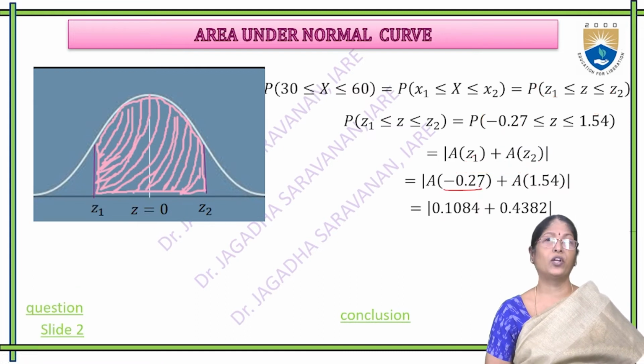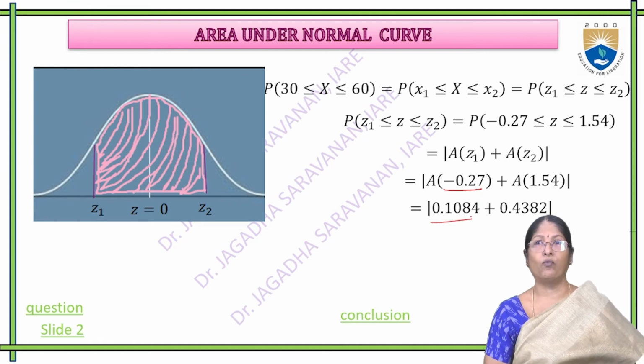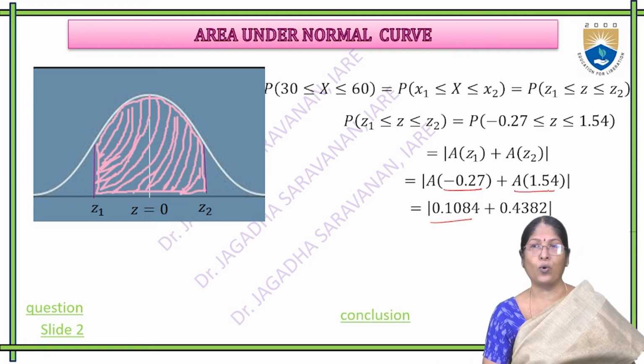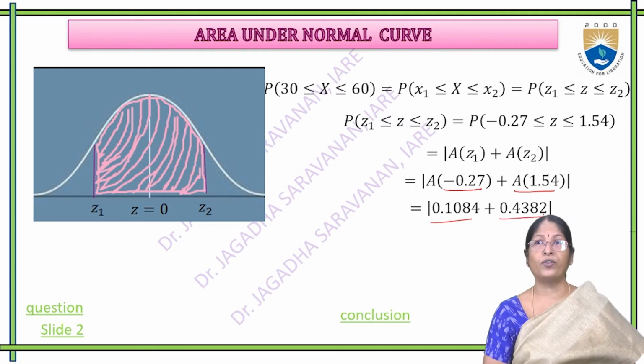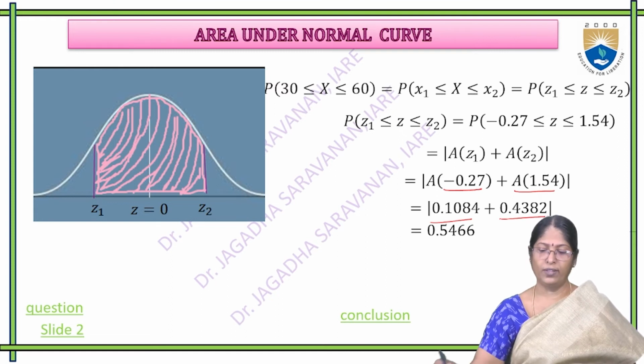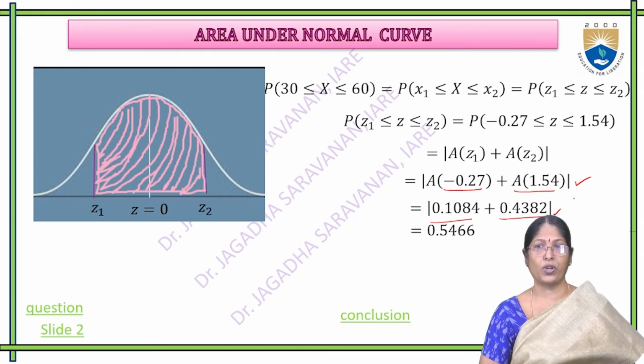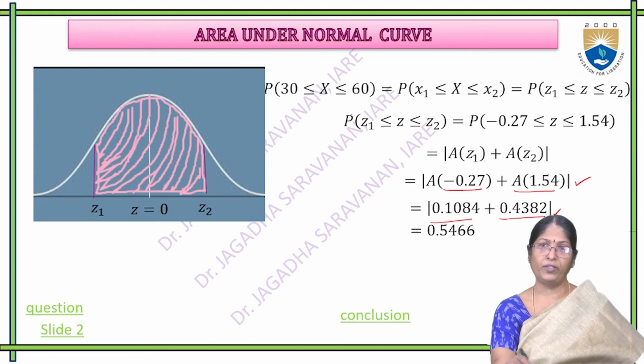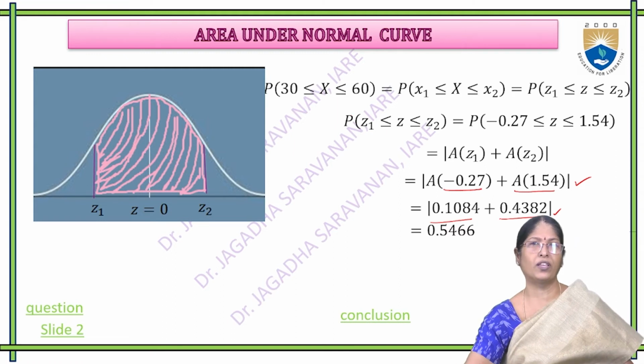So now, using the normal distribution table, the area for z1 is 0.1084. Here we can see it, the area of 1.54, the value is 0.4382. So we added them, taking the absolute value, 0.5466. This is what we found using the normal distribution table. So fine. Now the question is, x lies between 30 and 60. We converted, everything is over.